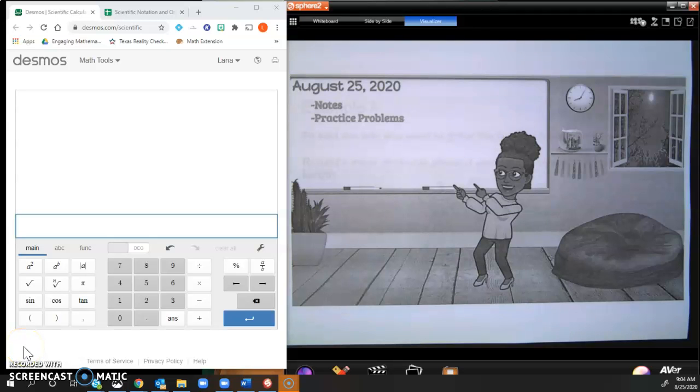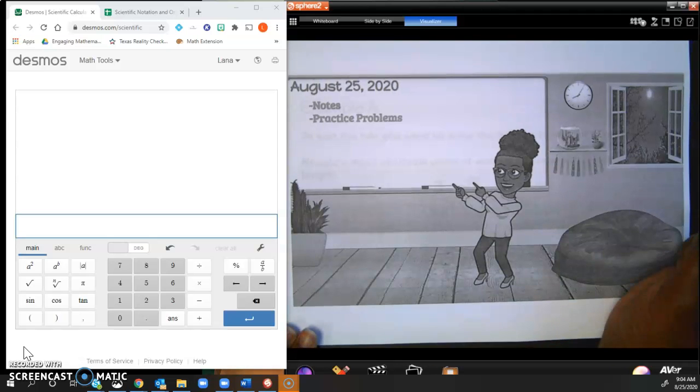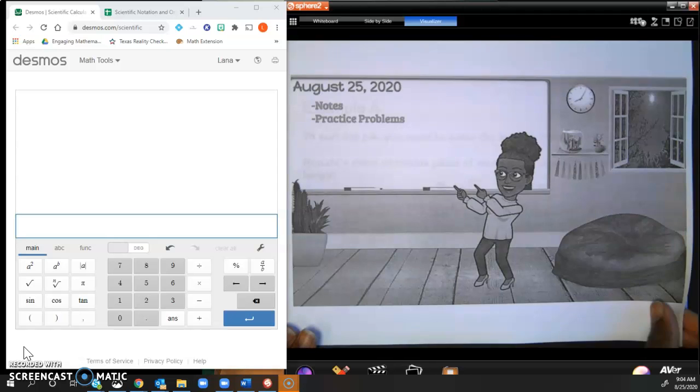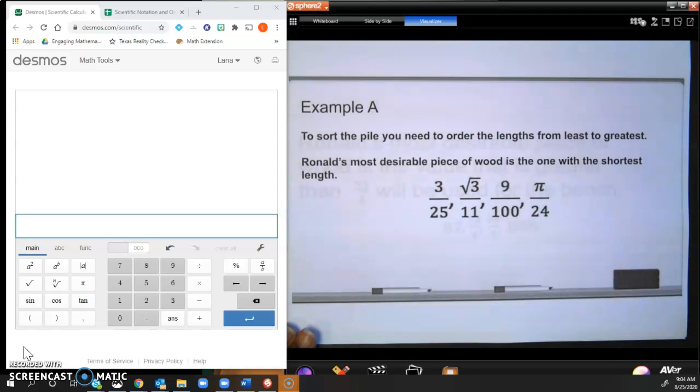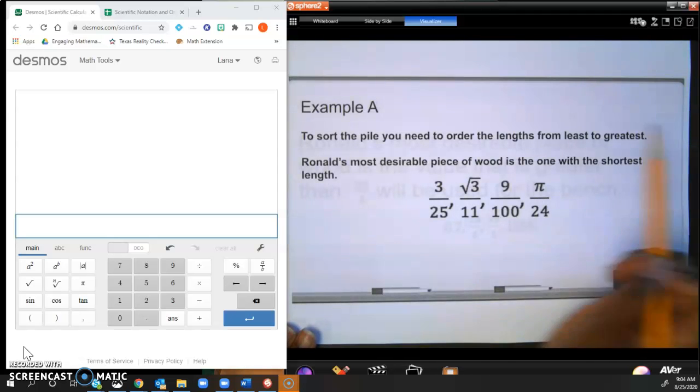Good morning, everybody. So today you guys are going to be going over scientific notation as well as another quick review on ordering real numbers. So we're going to go over our notes and then we're going to do some practice problems. So let's take a look at example A. So we have a question.